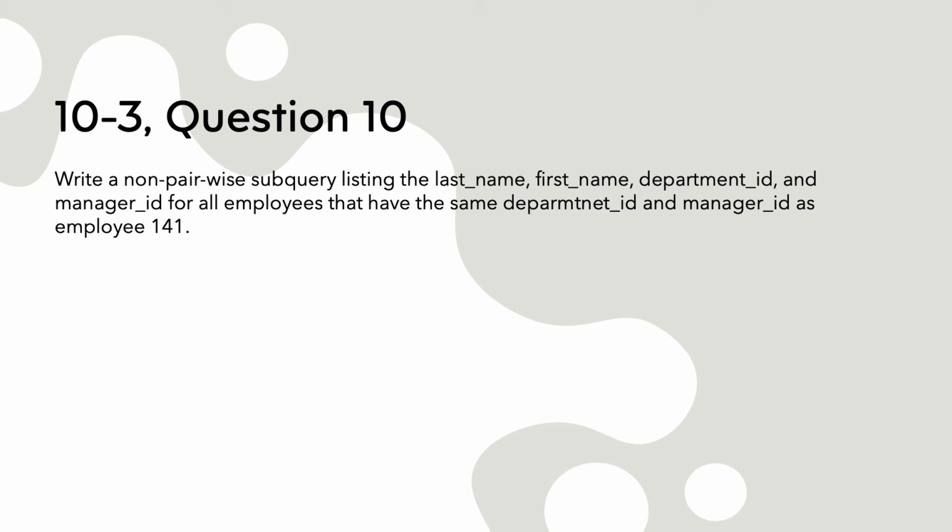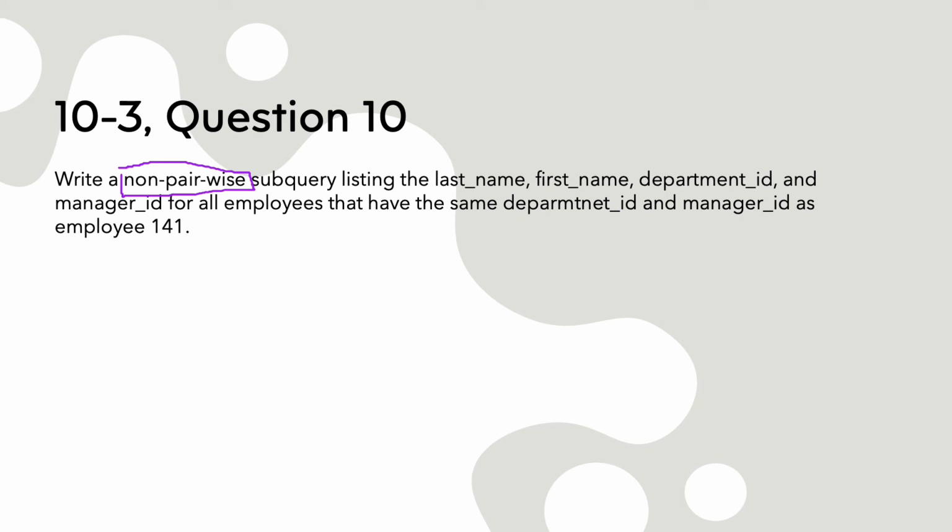Okay, so the first thing that we need to notice about this question is that we want to write a non-pairwise subquery, which means that even if we're comparing multiple columns, we're going to write a separate subquery for each column that we need to do a comparison for, because we want to compare them one at a time.